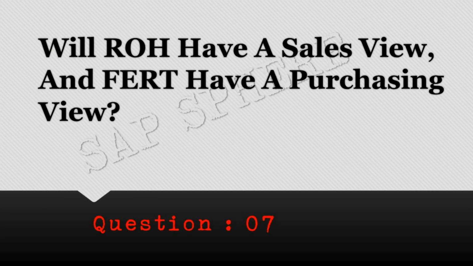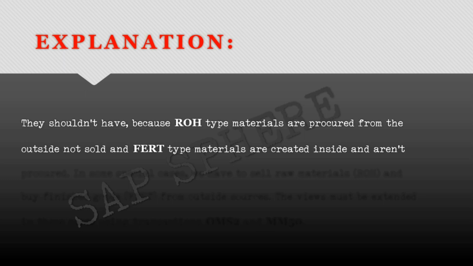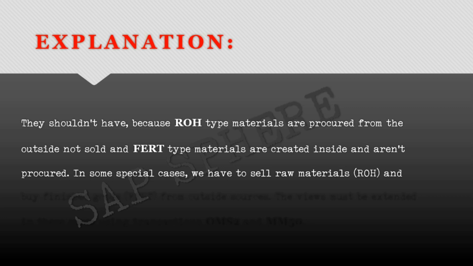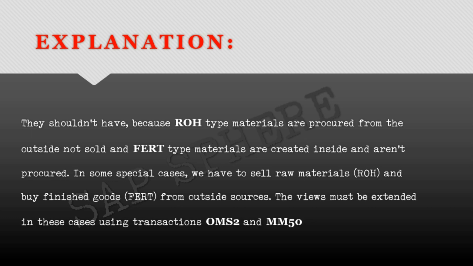Will ROH have a sales view and FERT have a purchasing view? They should not have, because ROH type materials are procured from the outside, not sold, and FERT type materials are created inside and aren't procured. In some special cases, we have to sell raw materials ROH and buy finished goods, that is FERT, from outside sources. The views must be extended in these cases using transactions OMS2 and MM50.